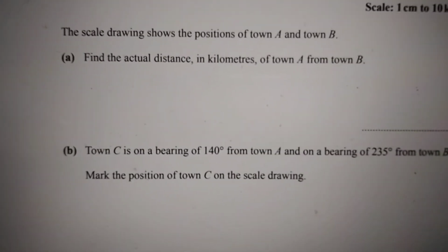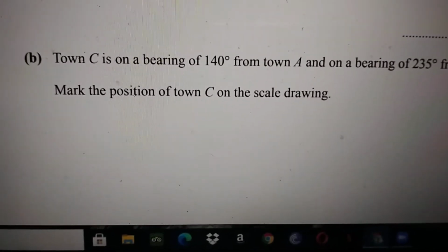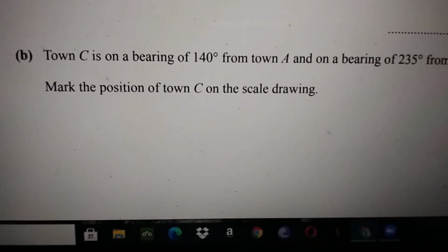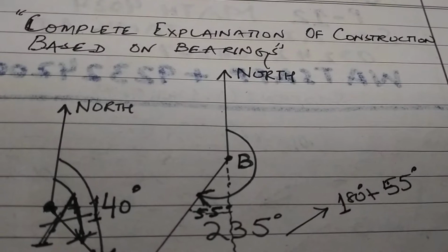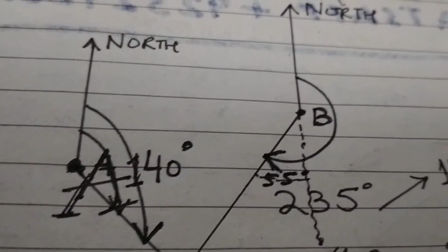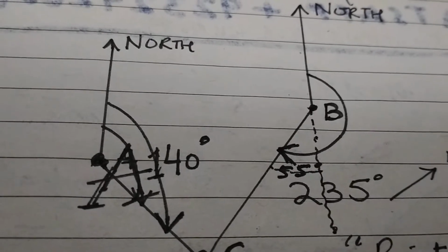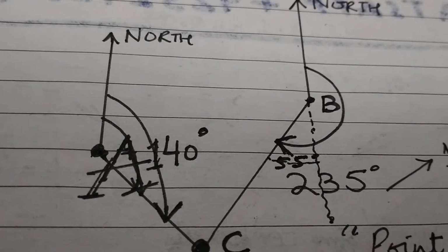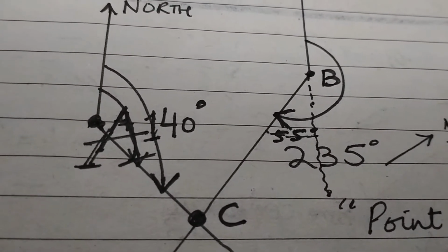Part B of the same question, question 9. Town C is on a bearing of 140 from town A and on a bearing of 235 from town B. Mark the position of town C on the scale drawing. For this part, I have solved it completely to give you an idea of how we are going to do it. This is point A, this is point B, and from points A and B we are going to get point C. First, I have drawn 140 degrees from the north from point A and extended the line. This is an angle of 140 degrees.